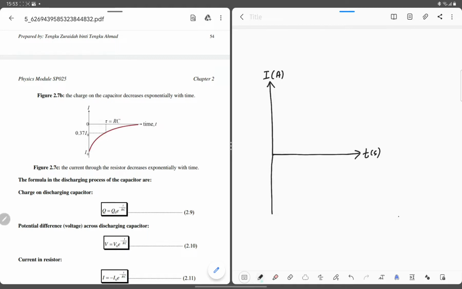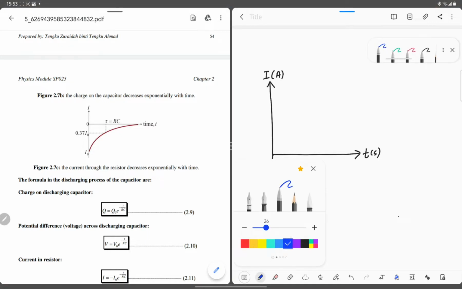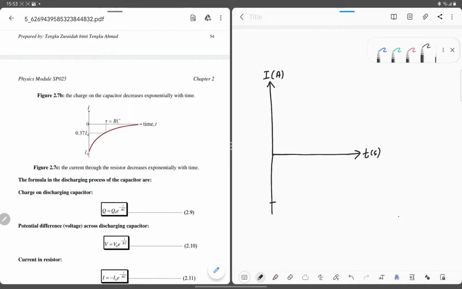Okay, so I'm going to sketch the graph for you. Initially, the current that flows as the first time you close the switch is I naught, which is the maximum current. So how do we get the I naught? We go back to Ohm's law. You have V equal to IR. So if I need to determine the I naught, V here should be V naught. So you make I naught the subject. So it's V naught over R. Okay, that R might be the R effective for the circuit.